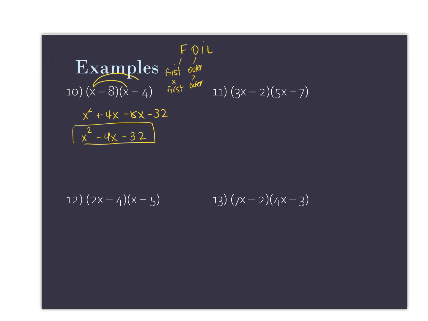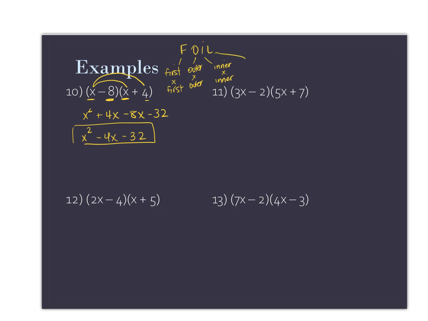And this is outer times outer. Notice it's the outer edges, okay? Then the I represents inner times inner. So that means the inner term times the inner term. So that's where we got this minus 8x.